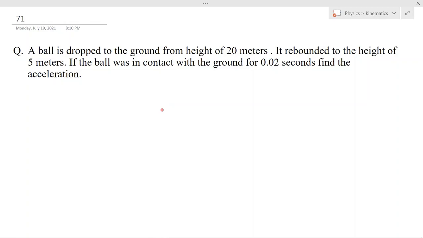A ball is dropped to the ground from a height of 20 meters. It rebounded to a height of 5 meters. If the ball was in contact with the ground for 0.02 seconds, find the acceleration. So let's draw the diagram first.